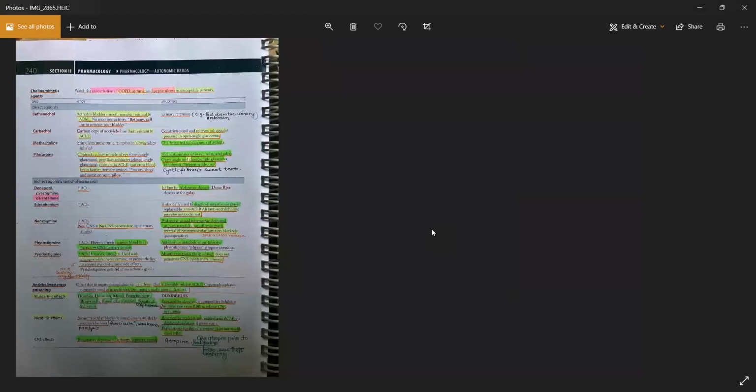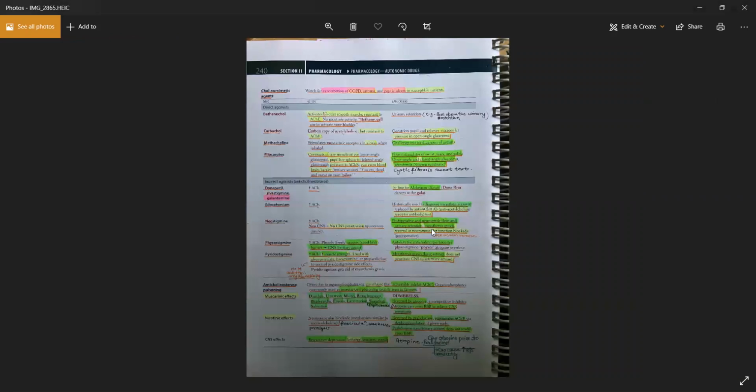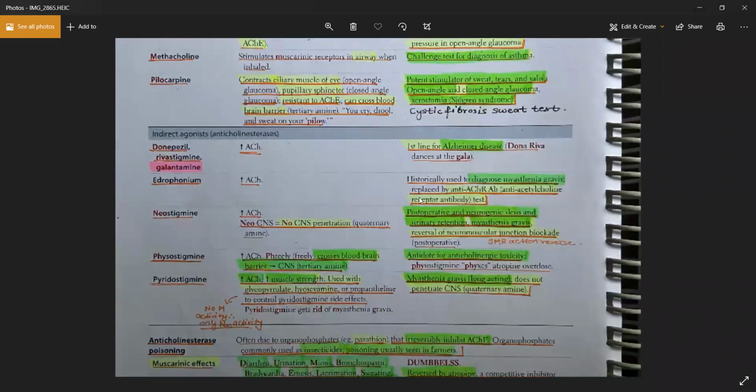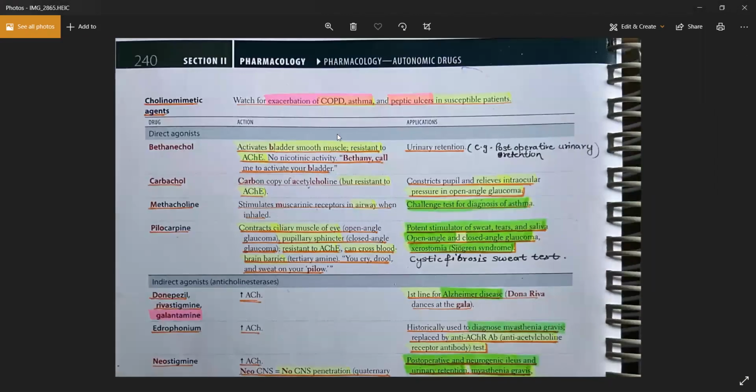Okay, then the cholinomimetic agents, and these are the agents which mimic the acetylcholine. Please remember, if you give the patient a muscarinic agonist, what is it going to do in the lungs? It will cause the bronchoconstriction, right?